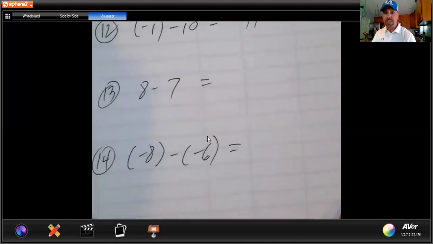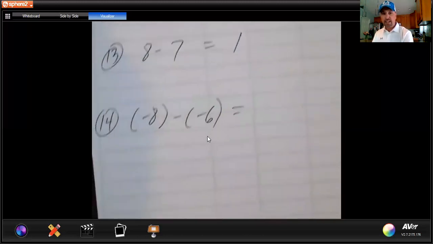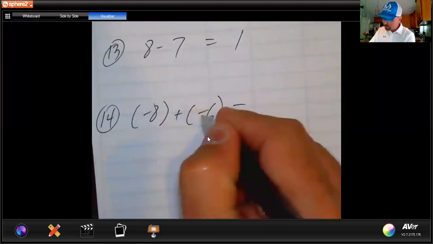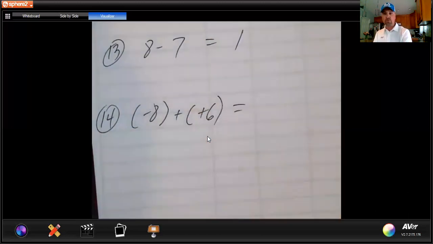13, 8 minus 7. I don't think there's any explanation needed. That's a 1. And finally, number 14, negative 8 minus negative 6. Hopefully you saw 2 minus signs next to each other and you changed them to plus. Okay, now we're going back to what we learned in our last video. Negative 8 plus positive 6.